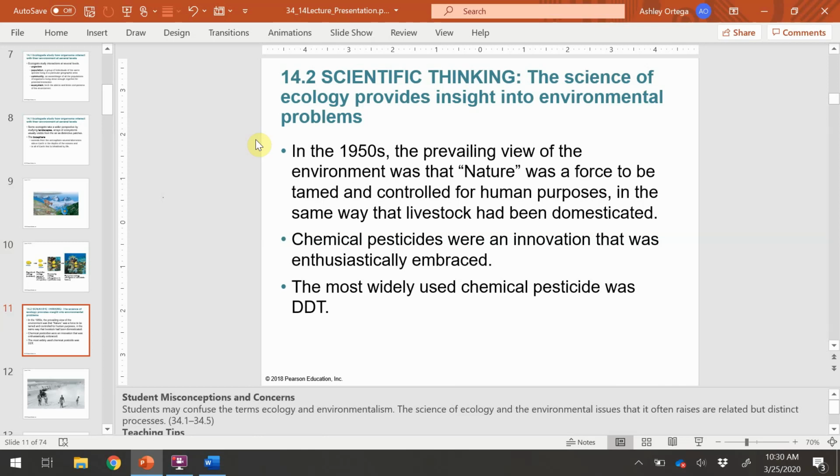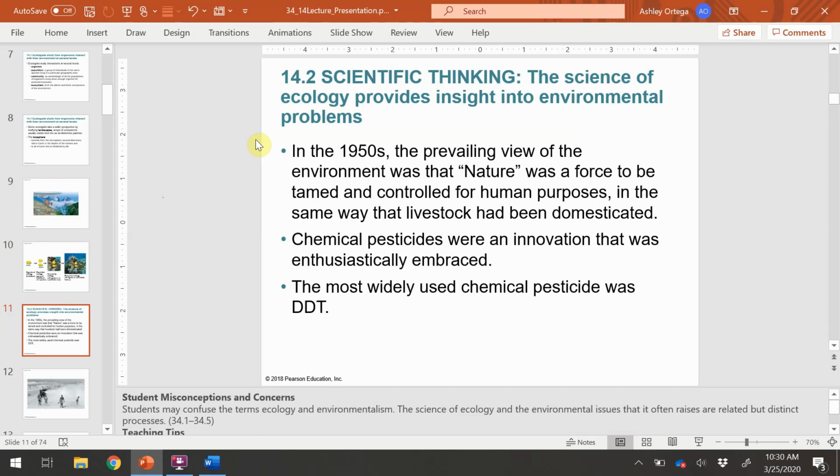And so that was the continuing view, that nature was a force to be tamed and needed to have human dominance. That's very different from the viewpoints that we have now. There are many different viewpoints. Keeping that in mind, let's take a look at how they changed nature. In this aspect, we'll look at pesticides.